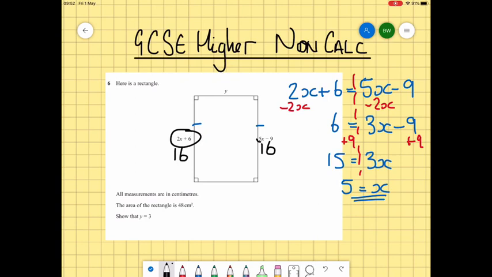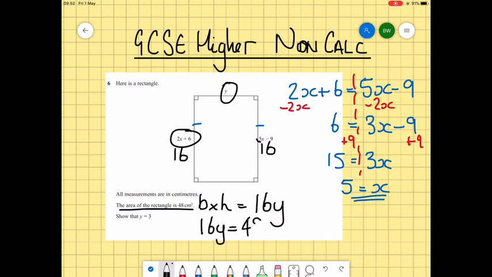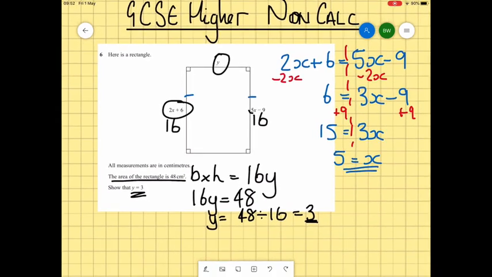So I know that to work out the area of a rectangle, I do base times height. The base is y, and the height is 16, so the area is 16 times y. So if that's 48, 16y is equal to 48. So divide both sides by 16, y equals 48 divided by 16, which is 3. Perfect. We've shown there that y is equal to 3 in this question.